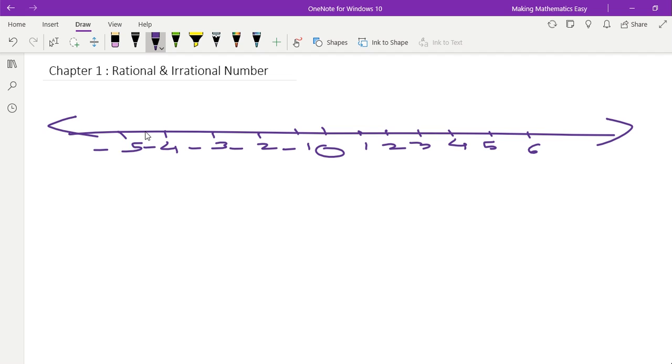Okay, so if you see, this is your origin point of the number line, and this is the right hand side of your number line, which is the positive numbers, and this is the left hand side of your number line, which is basically the negative numbers. So now this is the basic number line. Now let us go one step ahead.